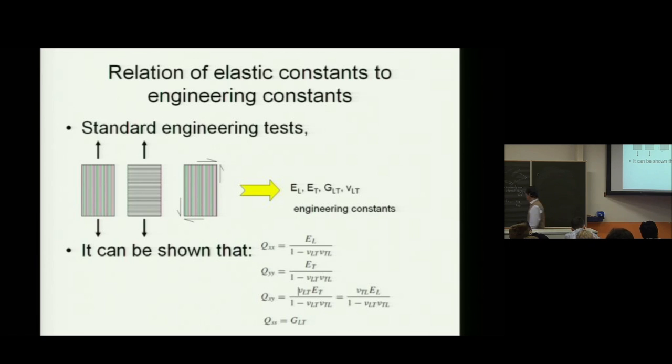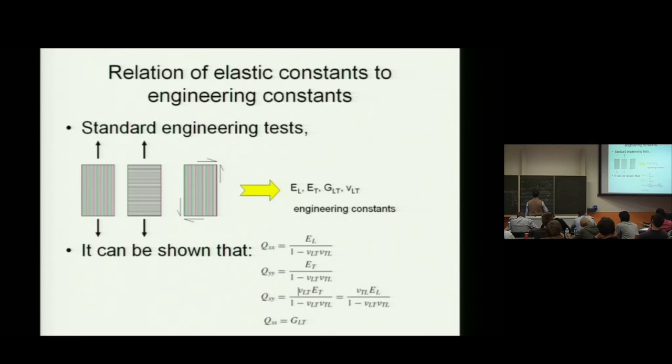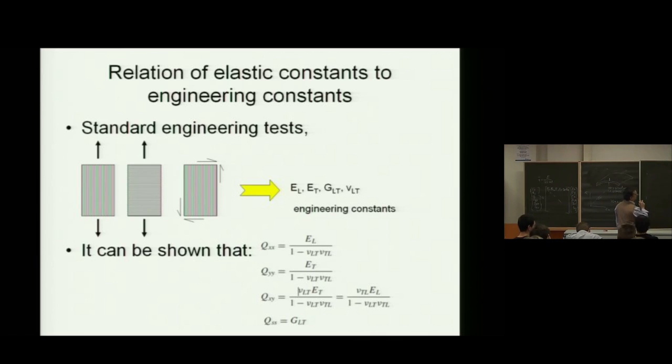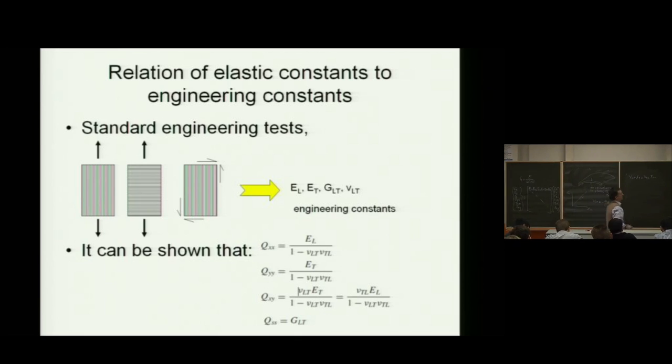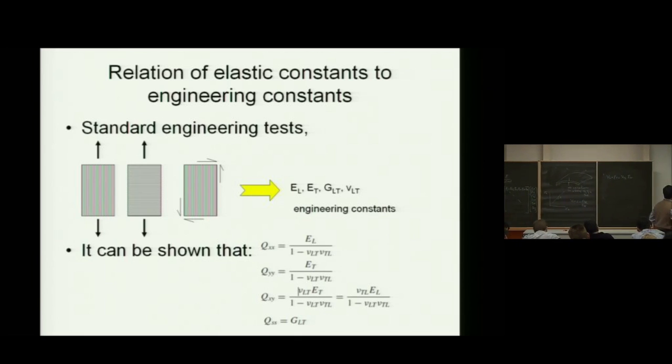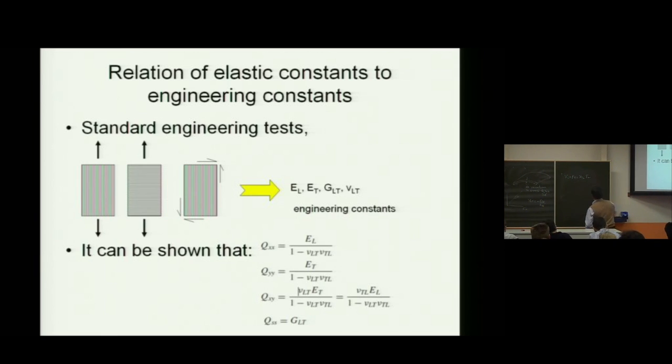Turns out that, and that's mentioned, I think, in the book among other places, it turns out that nu LT ET equals nu TL EL, which means that the transverse Poisson's ratio, which appears in these equations, is given by known quantities, as shown here on the board. And why that is true is related to the fact that your stiffness matrix has to be symmetric for a positive definite material and so on.